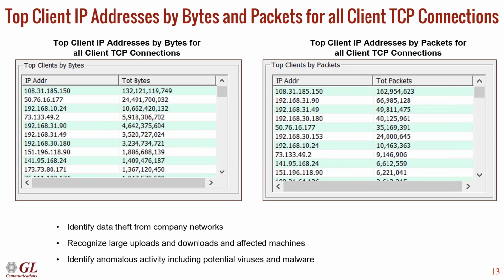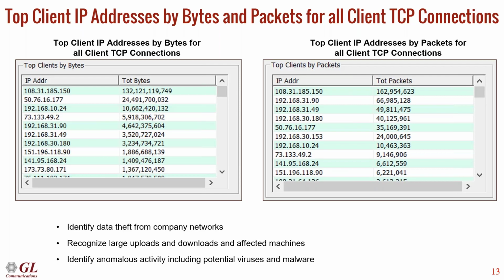Our last two statistics are top client IP addresses by bytes, and client TCP connections, as well as top clients by packets. These are the same statistics, but one is represented in the form of bytes and the other in packets. These are some of the top client IP addresses which have requested data, showing how much data they have received or transferred.